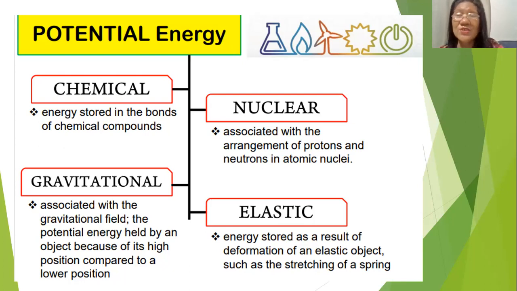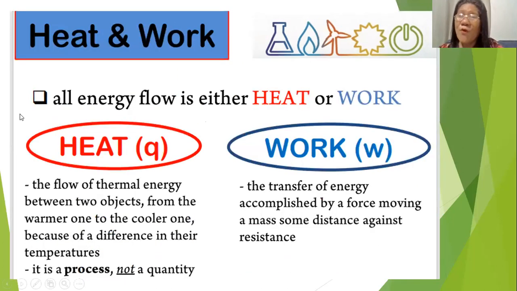That's nuclear. Then the last one is elastic. What do you mean by elastic? Meaning it could be stretched out. Once it is stretched out, what will happen? Of course, this object will be deformed. So it is energy stored as a result of the deformation of an elastic object, such as the stretching of a spring, and that is elastic. Another form of energy, which is not under potential and kinetic, is heat and work.